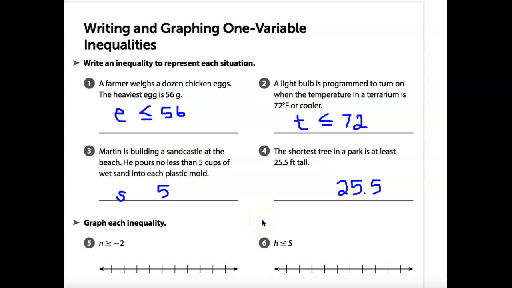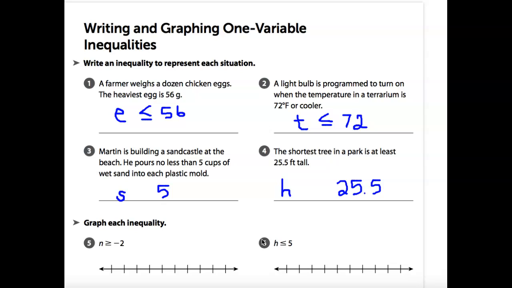All right, and then on here, the shortest tree in a park is at least 25.5 feet tall. All right, so this is the shortest one. So can it be bigger? Can it be the same? So what would H be here? All right, let's move on after you write that in there.